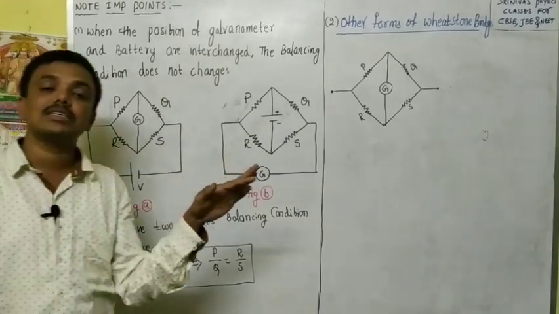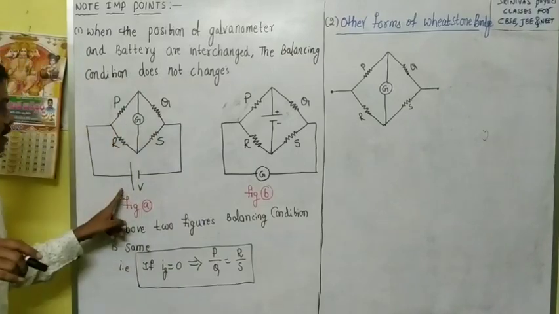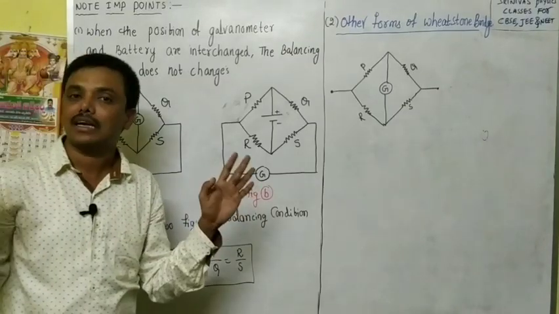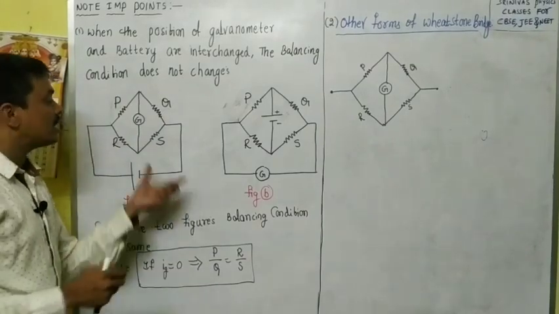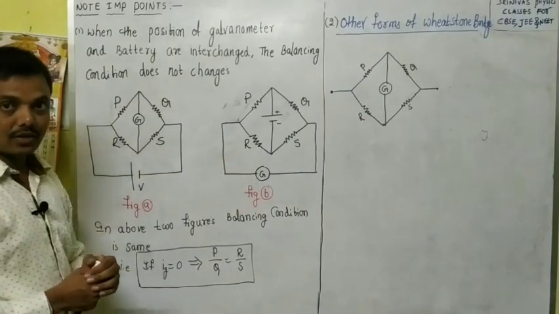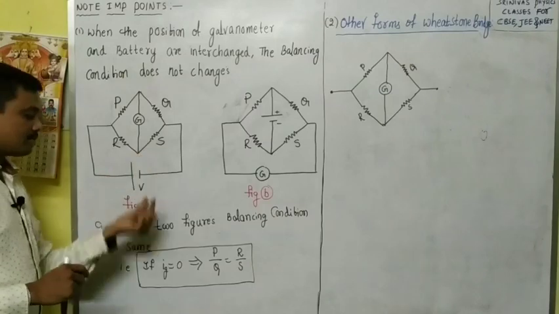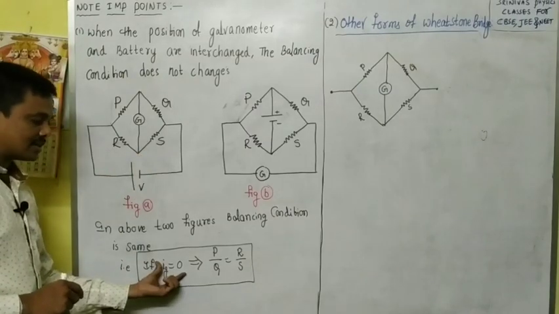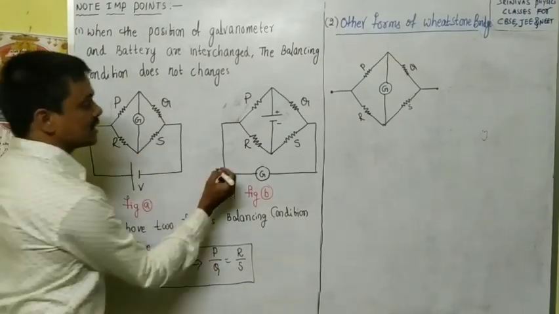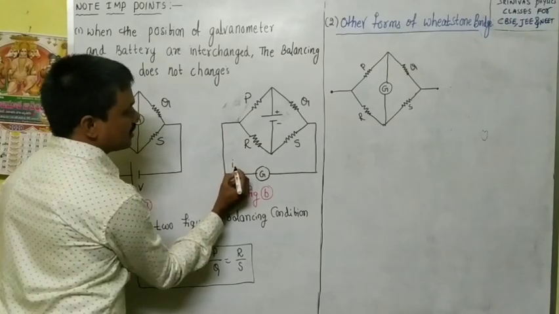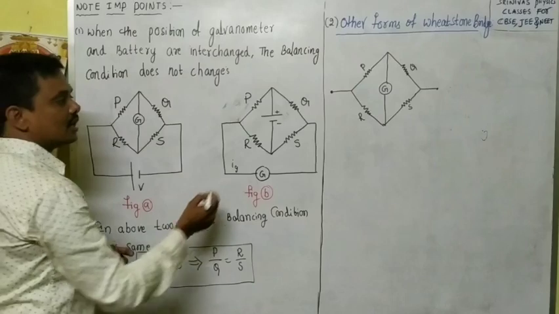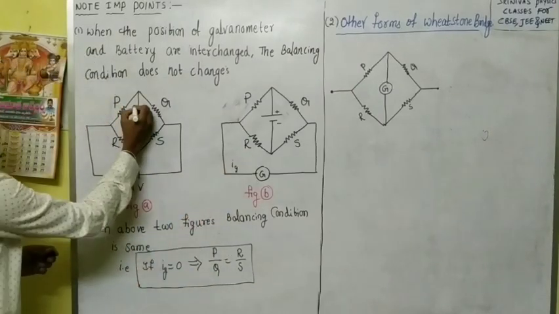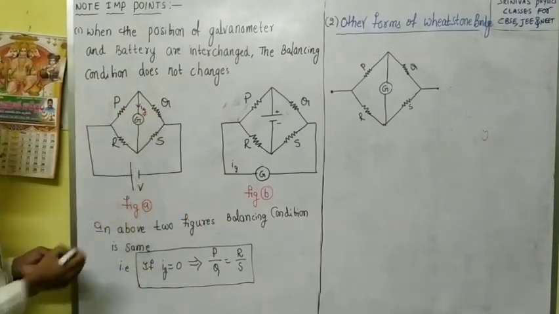If you interchange the positions of the galvanometer and battery, it will not affect the balancing condition. That means the balancing condition will be the same in both diagrams. In this diagram, this is the balancing condition. When the current through the galvanometer is 0, then P by Q equals R by S. This is the current through the galvanometer, right? When the current through the galvanometer is 0, then P by Q equals R by S.